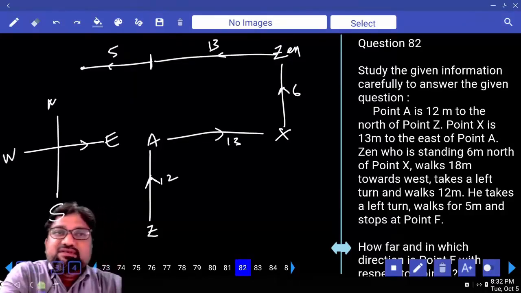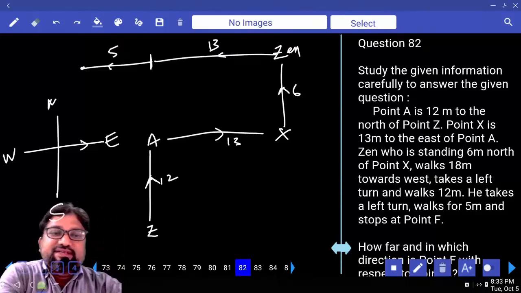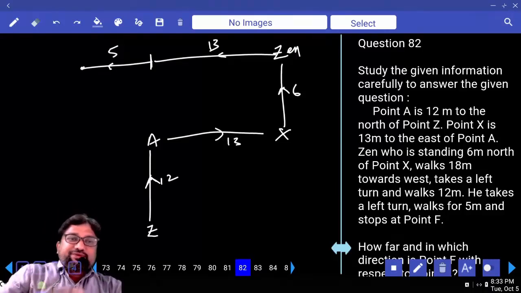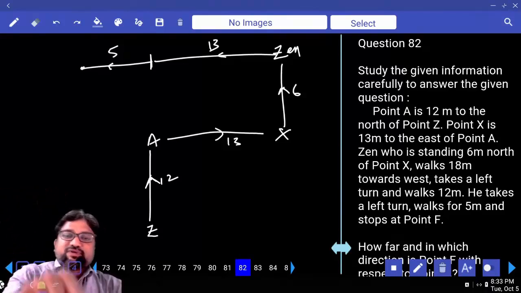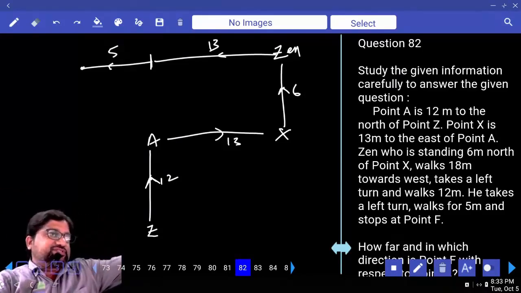West. Is this clear? The only way to remember directions without any mistake or without forgetting is consider India map. Understood? So whenever he says going towards north, imagine yourself you are also going towards north. Take a right turn. Simple. Now this person is facing towards west. Imagine yourself you are also facing towards west.